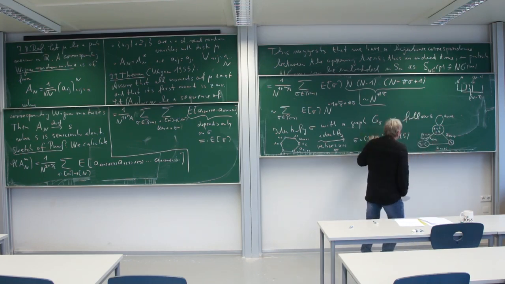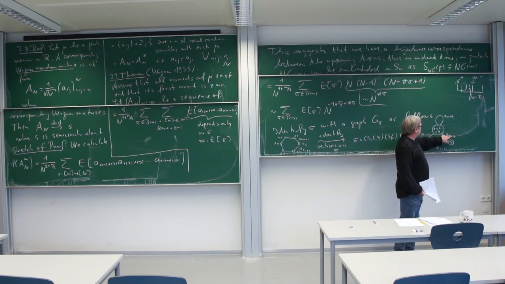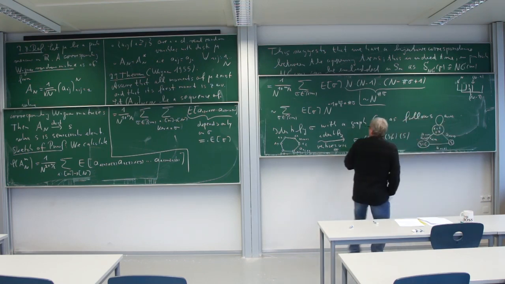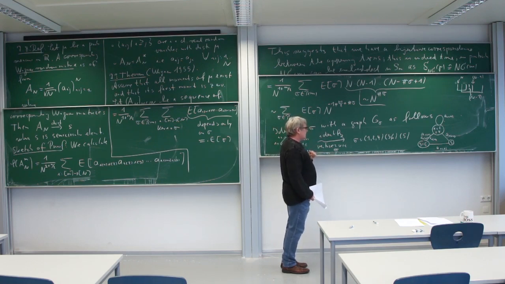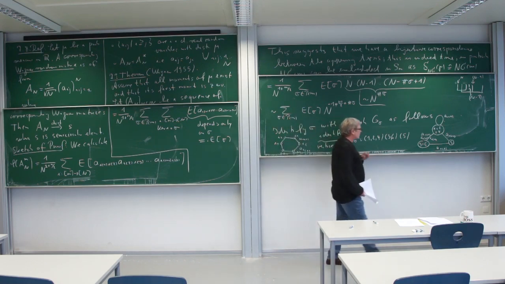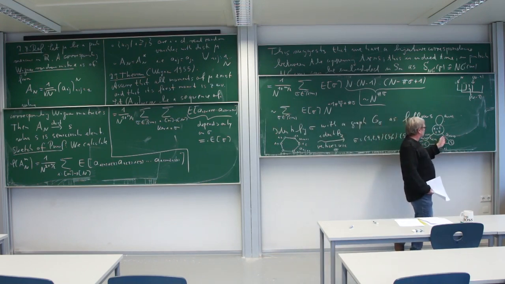So this means if I have a graph where some of the variables appear only once under this identification, then this term is 0. So I only have to look for graphs where each edge corresponds to at least 2 of these entries.